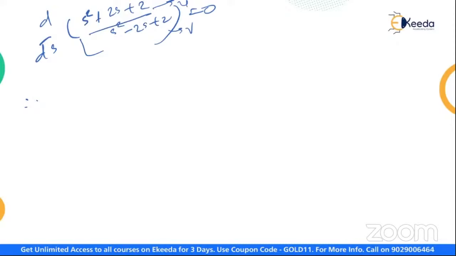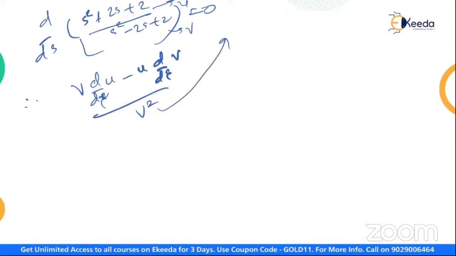v into derivative of u minus u into derivative of v upon v square, but v square will remain as it is and go to 0. Therefore, no need to bother about it. So v is how much? s squared minus 2s plus 2 into d by ds of u. So d by ds of u is how much? s squared plus 2s plus 2. Correct or not? Yes.